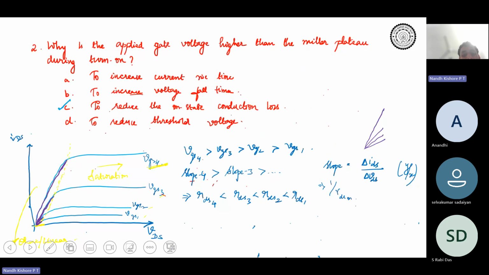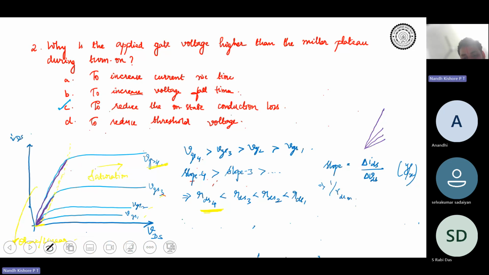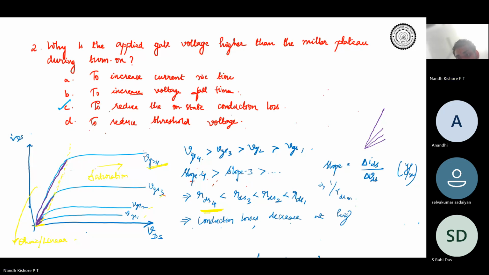If you operate at high gate source voltage, your RDS on is decreasing. And if your RDS on decreases, then obviously your conduction losses are going to decrease. Conduction losses decrease at higher gate source voltage. Okay, I think this is again a simple problem. Let's go to the next one.